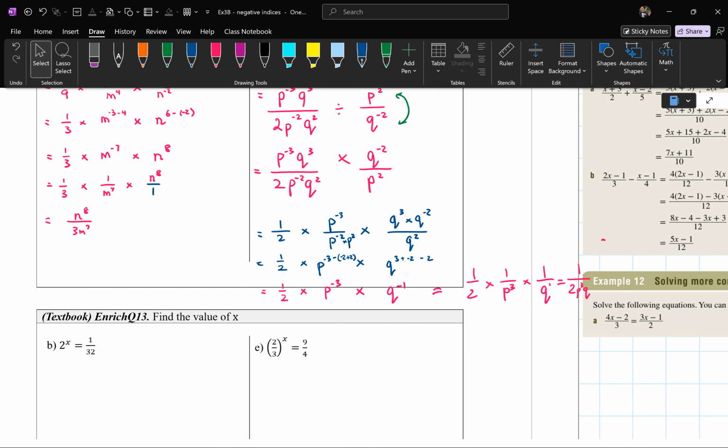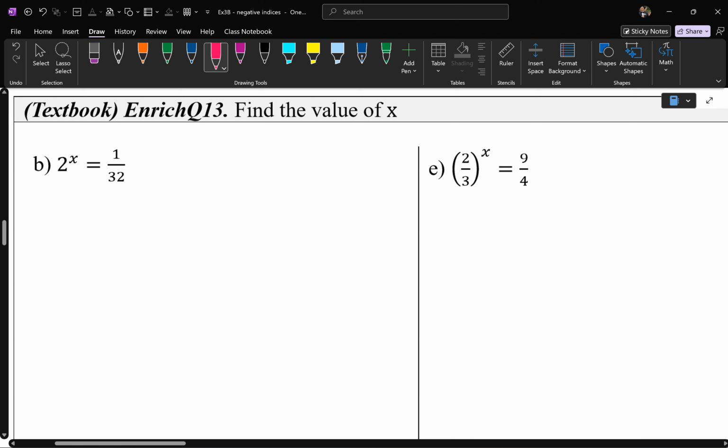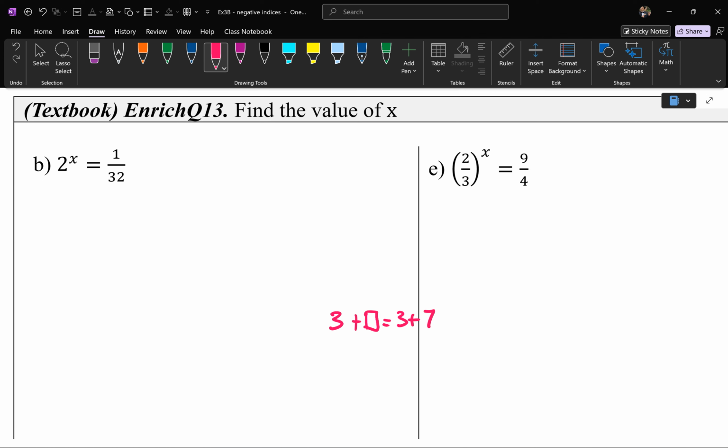What is solving by comparison? Let's have a look at these 2 examples. Solving by comparison is something like this. If I gave you 3 plus something is equal to 3 plus 7, what's that something? 7. You did that by inspection. What you didn't do is use algebra and say 3 plus x equals 3 plus 7, which is 10. You didn't say subtract 3 on both sides, and that gives you 7.